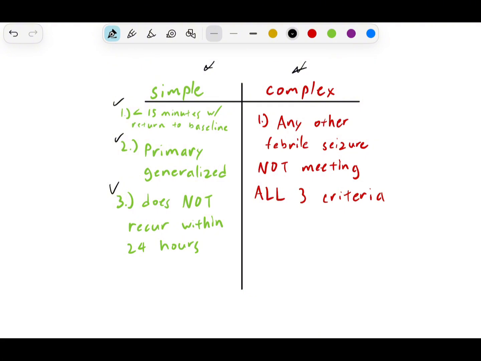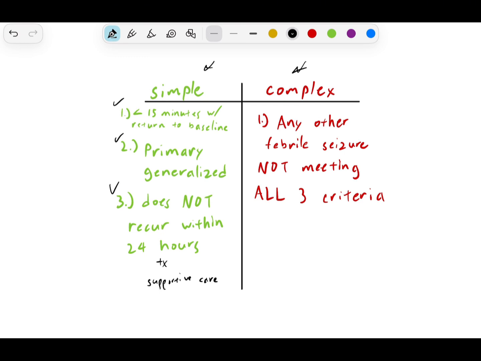Now, the important thing to remember here, the treatment is a little bit different. A lot of the time for a simple febrile seizure, it's just supportive care. So maybe give a little Tylenol. You can just observe the kid for 2-3 hours, make sure they don't have any seizures, make sure they're, again, at their normal neurologic baseline, and then you send them home.